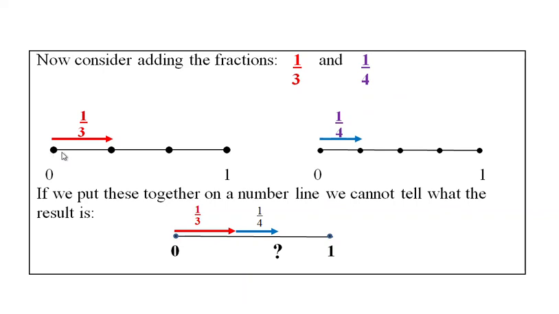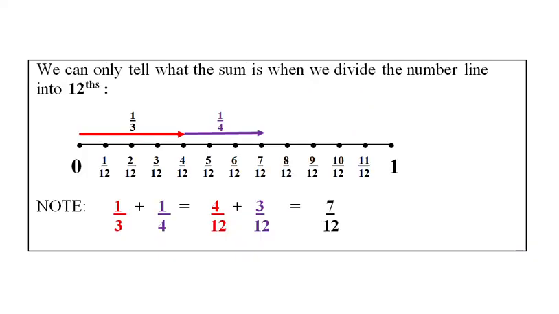So this number line is now split into thirds, and that's a third. And this number line is split into quarters, and that's a quarter. Now, if I put these together on a number line like this, we have no idea where this is. We can only tell what the sum is when we divide the number line into twelfths. And of course, now a third is 4 twelfths, and a quarter is 3 twelfths, and so the answer is 7 twelfths.